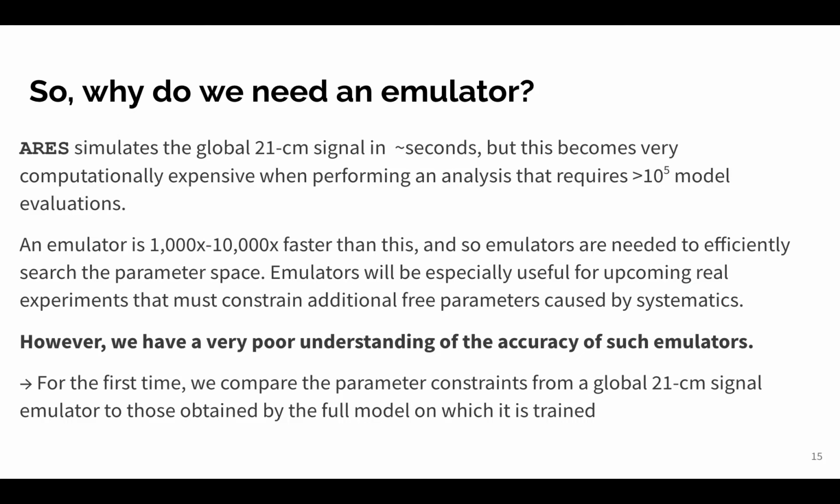So basically, people are able to perform this emulator on mock data, but before they haven't known how accurate those constraints are that they get, so those posterior distributions that we talked about. And so where my work fits in is that for the first time, we're able to compare the parameter constraints from an emulator for the global signal to those obtained when using the full model that the emulator is trained on. And so basically we're able to use an emulator and the full model and compare those constraints for the first time here.